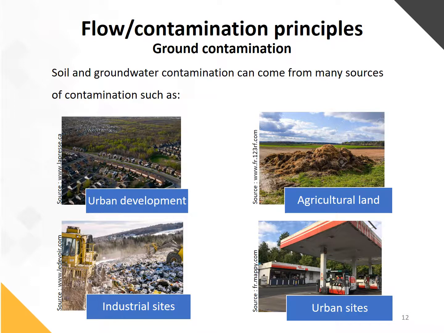Contamination of soil and groundwater can come from many sources of contamination such as urban sites such as sewers and gas stations, industrial sites such as landfills and mines, agricultural land, and finally urban infrastructure such as septic tanks and sewers.